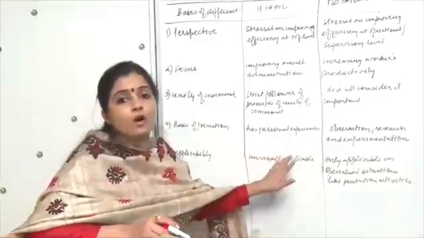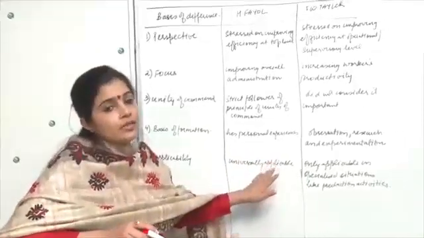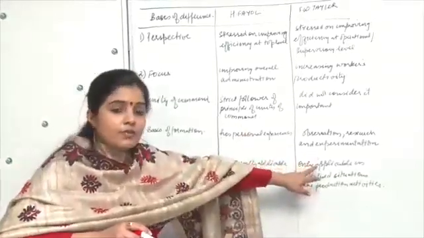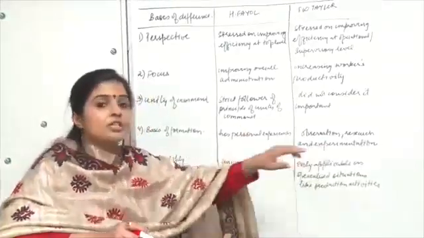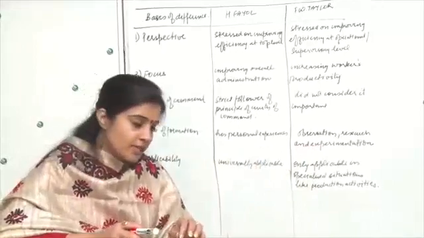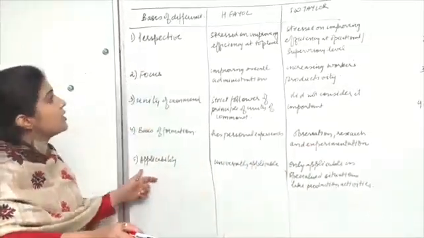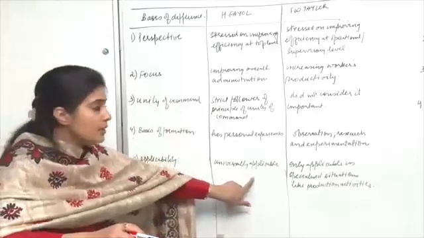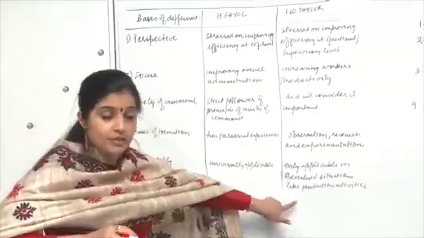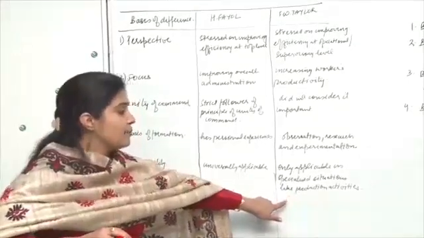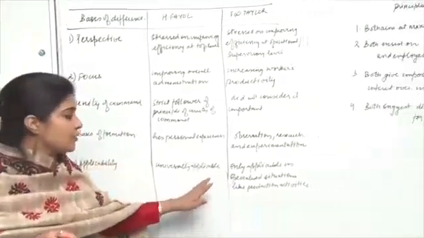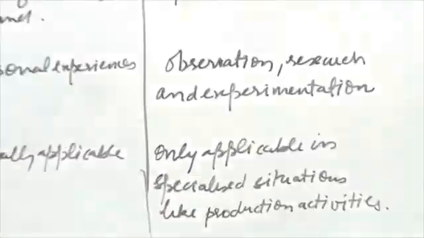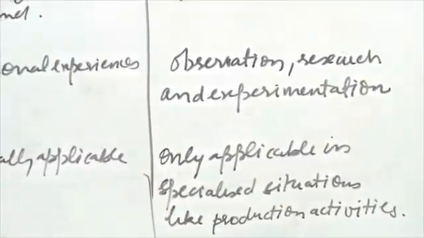Then basis of formation. Fayol's principles were formed on the basis of the personal experiences of Henri Fayol, whereas the scientific principles were formed on the basis of observation, research and experimentation. Last but not the least, Henri Fayol's principles of management are universally applicable, whereas the principles of scientific management are applicable only in specific or specialized situations, that is, only in case of production activities and not anywhere else.